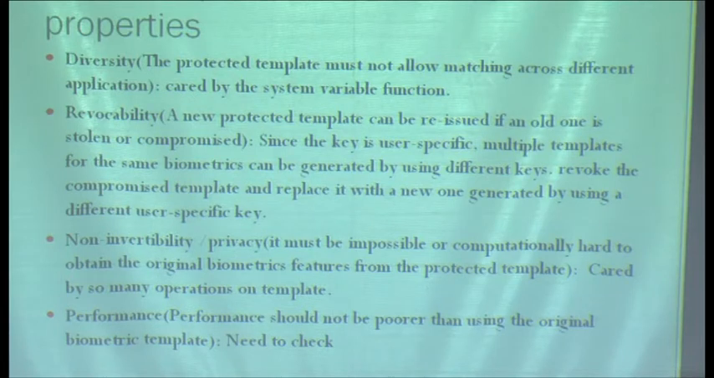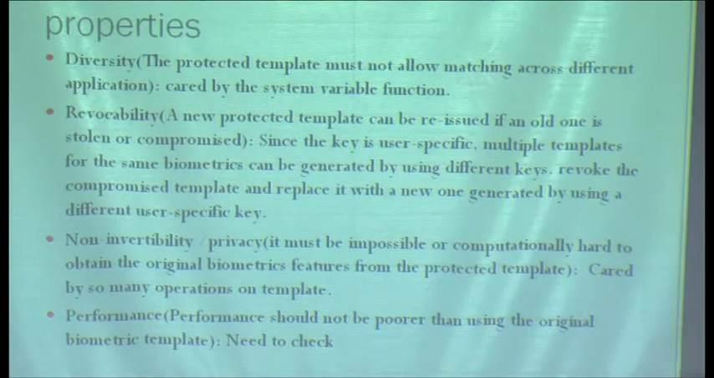And for the protection schemes, diversity is covered because of the system variable. Two systems cannot use the same biometric template. Revocability is covered since we are storing the template by using a key, so we can replace it if the current template is compromised or stolen. And non-invertibility or privacy is taken care of by many operations on the template.